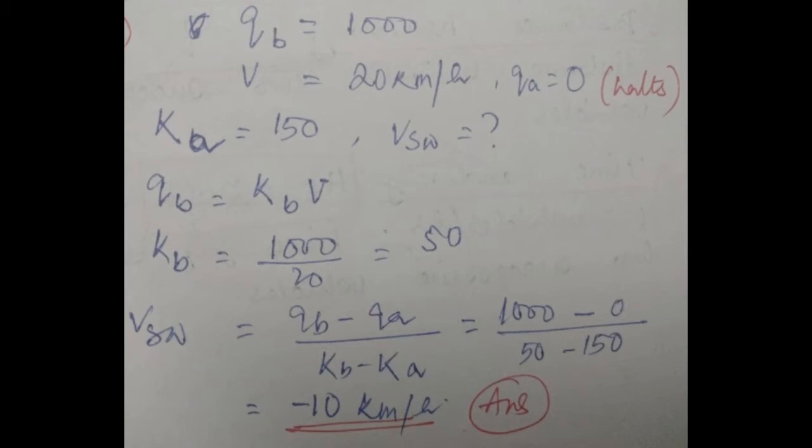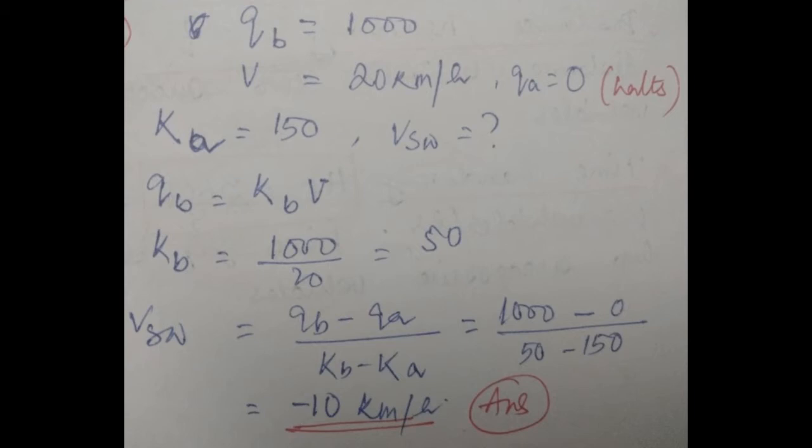QB is equal to KB into V. So KB is equal to QB by V. What is QB? That is 1000 divided by what is V? 20. So this comes out to be 50. KB value comes out to be 50. What is KB? That is the density, 50 vehicles per kilometer.